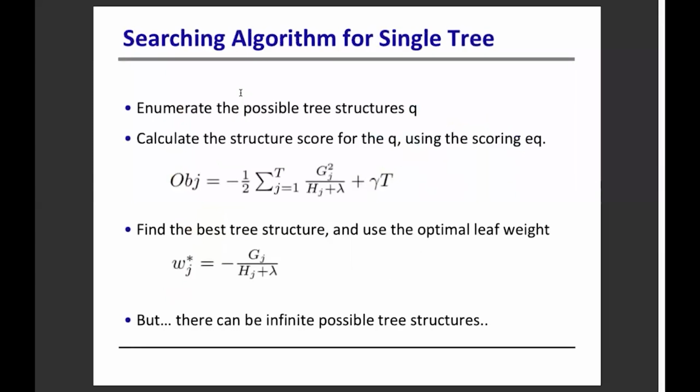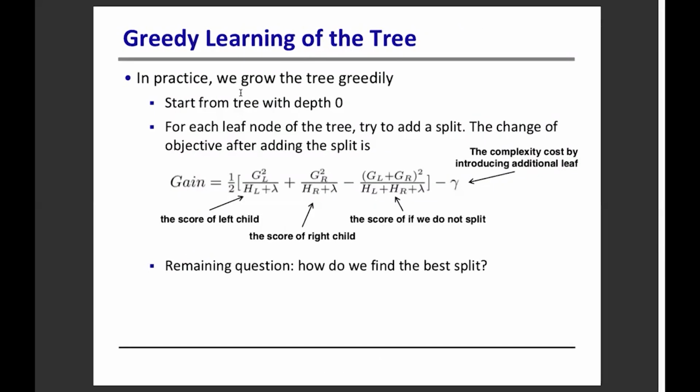So we basically find the best tree structure and use optimal leaf weights and so on. There still can be infinite possible tree structures, right? So at every point, whenever we are figuring out whether to add a leaf to the node or not, we figure out how much gain we are getting. The gain due to the left, the gain due to the right, and the overall gain if we did not split. Before splitting, what was the gain? Gain due to the left, gain due to the right, and so on. Okay, so that's about this.